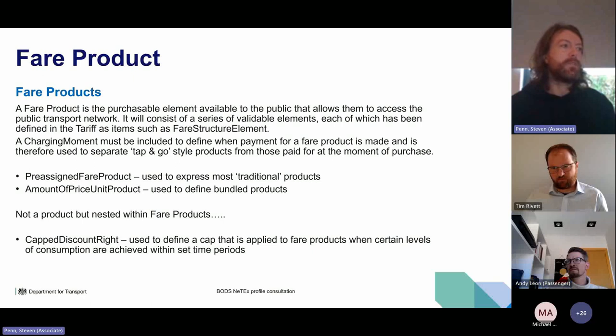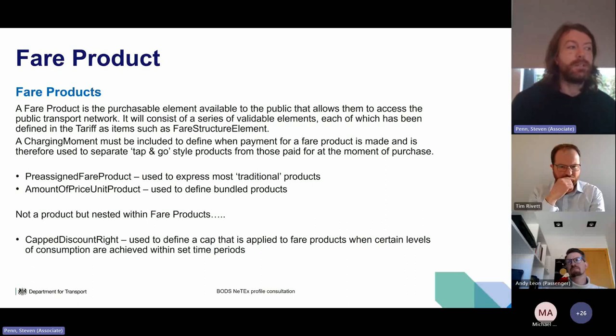We also have a type of product, which is, very imaginative title, the amount of price unit product. So what this means is you've got a product which actually consists of a series of units that can be used separately. So that's something that we use to define bundle products or carnet products, whatever you choose to call them. And then something else which is nested within the fare products that we expect to see for capping is something called a cap discount right. So this is used to define a cap that's applied to any fare product when certain levels of consumption are achieved within set time periods.